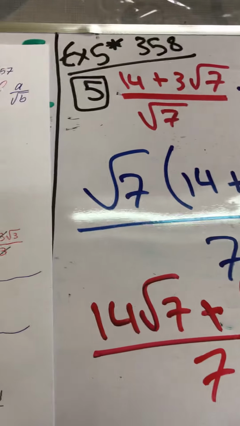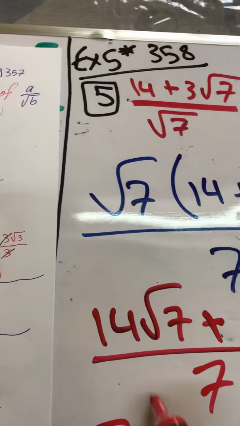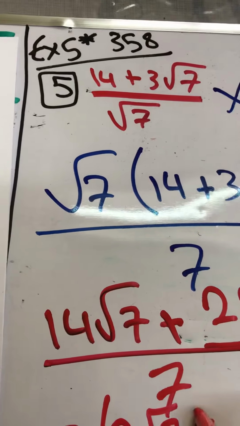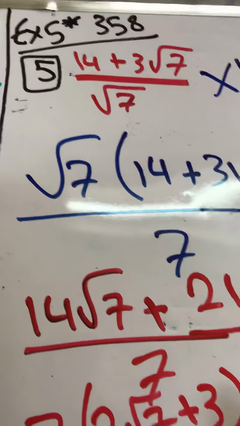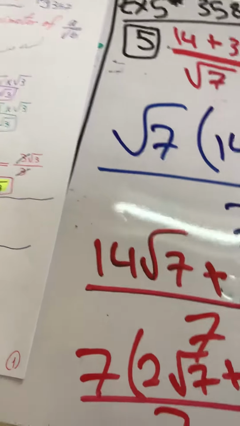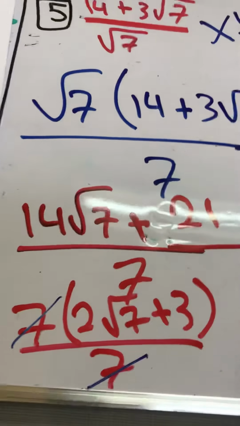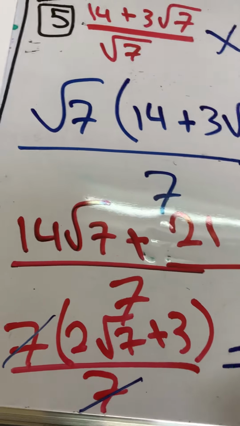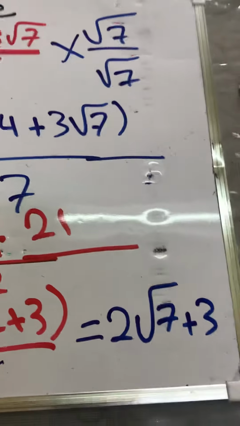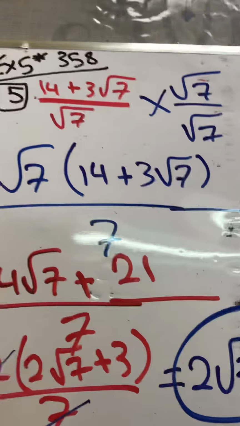Let's take a common factor up, which is 7, open brackets, 2 square root of 7 plus 3. Okay, and down we have 7. We can cancel 7 with 7, so the answer is 2 square root of 7 plus 3. As you see here, this is the final answer.